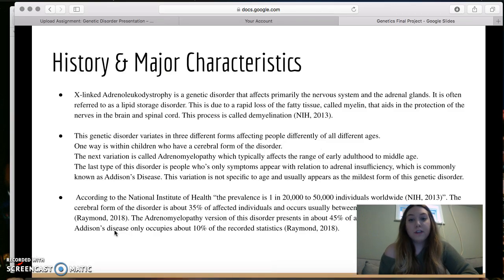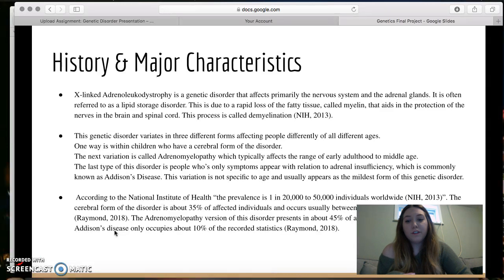The history and major characteristics, I wrote: X-linked adrenoleukodystrophy is a genetic disorder that affects primarily the nervous system and the adrenal glands. It is often referred to as a lipid storage disorder, and this is due to a rapid loss of fatty tissue called myelin that aids in the protection of the nerves in the brain and the spinal cord. We know this process is called demyelination.